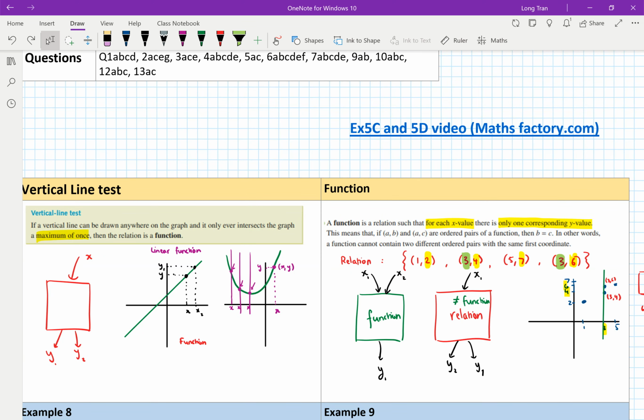But essentially what I want you to take out of it: vertical line test, if you just draw a vertical line, if it crosses once on the graph, then it's a function. What is a function? Think of it as the y values that come out. There's only going to be one corresponding y value to any x value you substitute into the function.